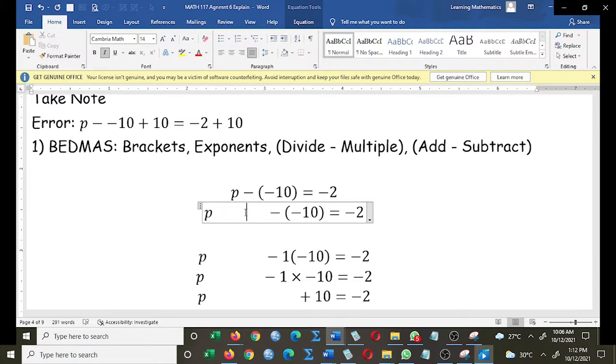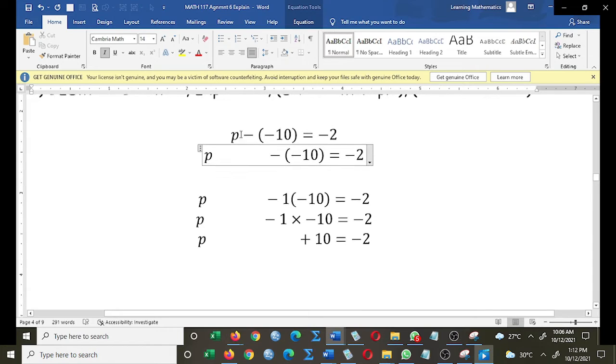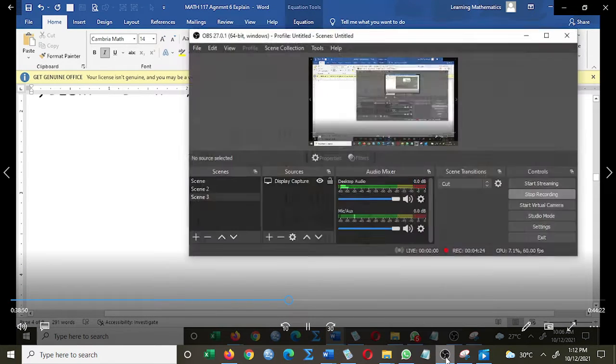Okay, so I think this should be reinforced in those stages. So you have control over the situation and you have an invisible minus 1 times a minus 10. So that's a p and a plus 10. That's what is going on there.